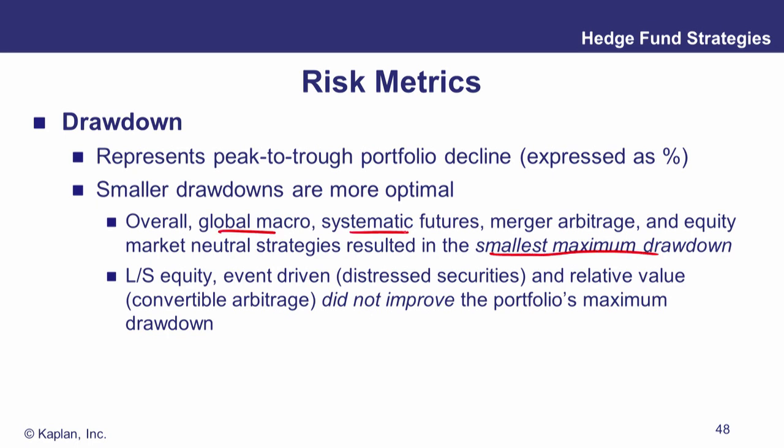Well, again, you've got global macro and systematic futures. Those tend to keep coming up, don't they? Merger arbitrage, equity market neutral. Again, that's a popular one too. Not really a great impact: long-short equity, event-driven, and relative value via convertible arbitrage. So for what it's worth, that's what we found in the past.